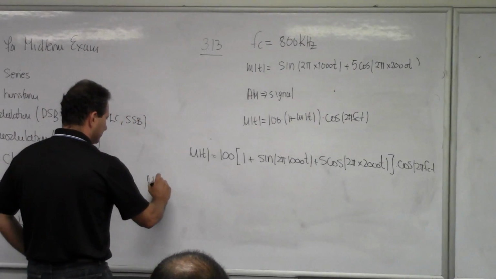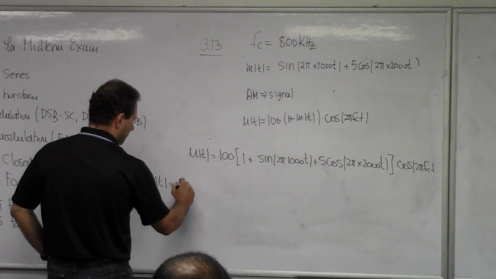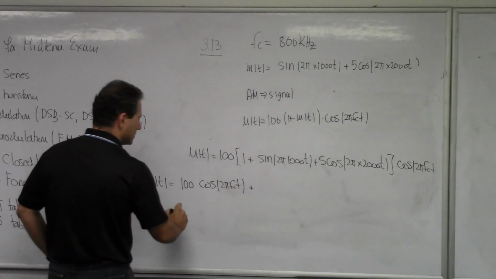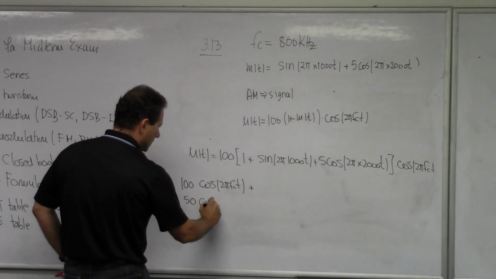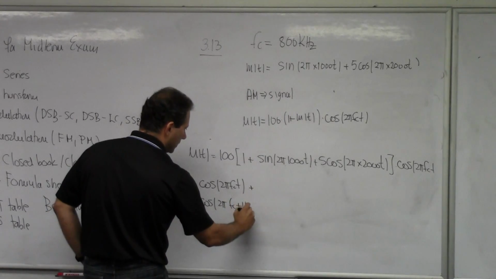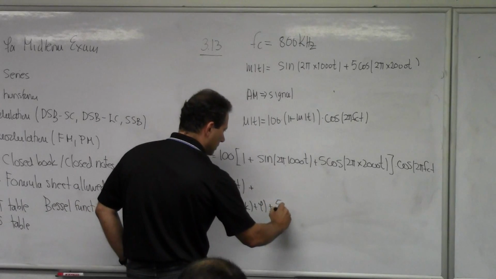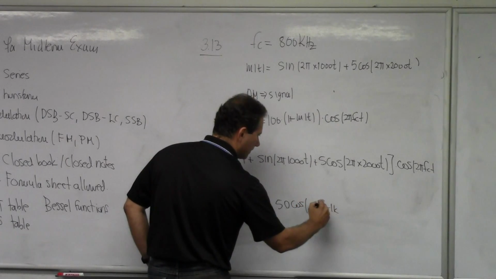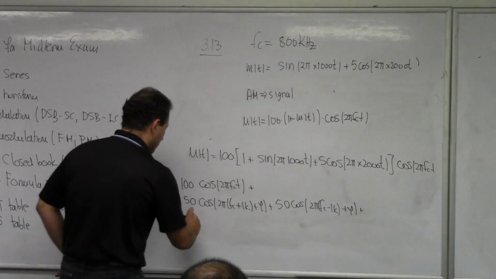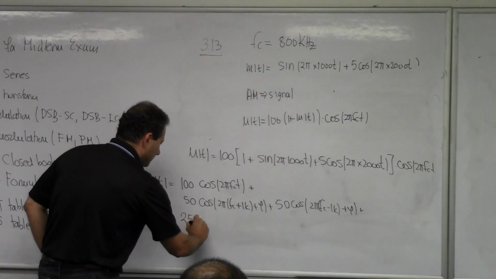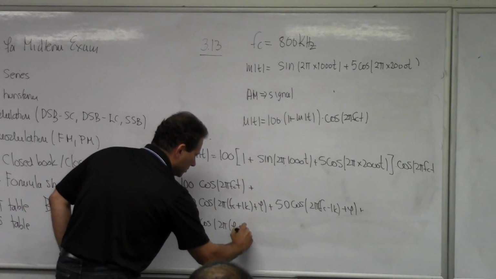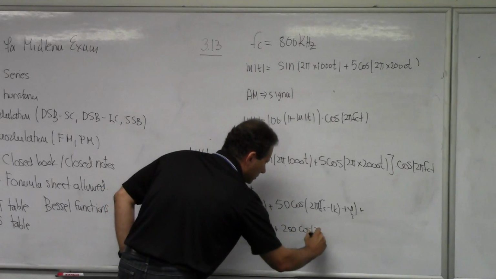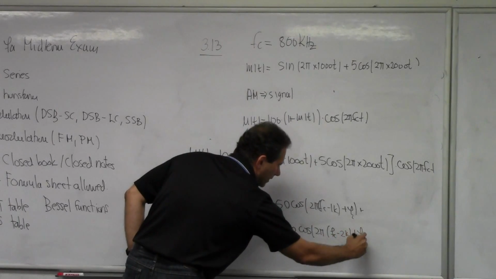So the second thing is to determine the average power in the carrier and in the sidebands. If I look at this signal, u of t, it's going to be 100 cosine 2 pi fc t, plus 50 cosine of 2 pi (fc plus 1k) t plus some phase, plus 50 cosine 2 pi (fc minus 1k) t plus some phase, and then plus 250 cosine 2 pi (fc plus 2k) t plus a phase, plus 250 cosine 2 pi (fc minus 2k) t plus a phase, right?